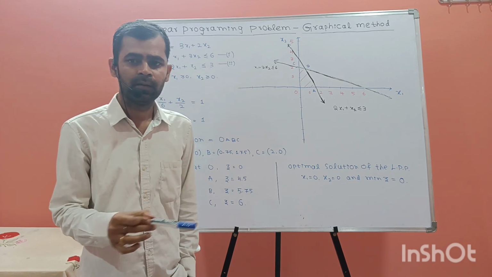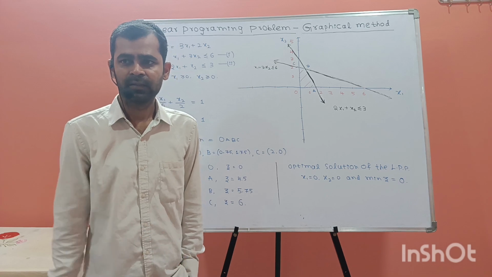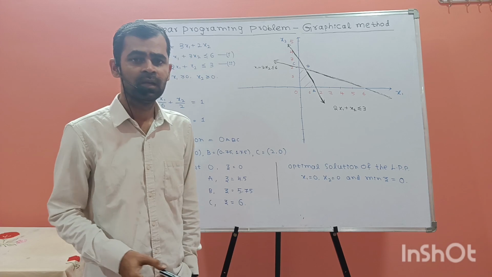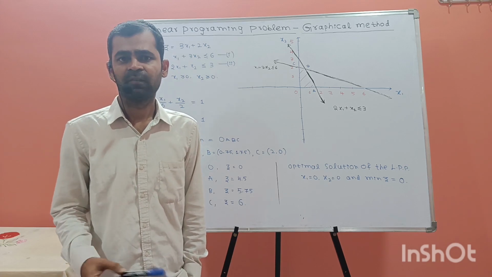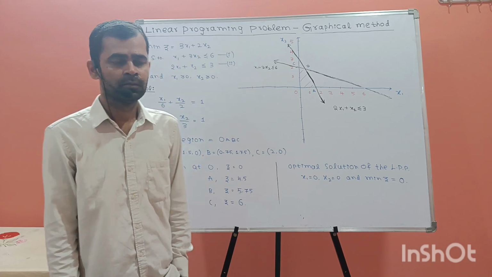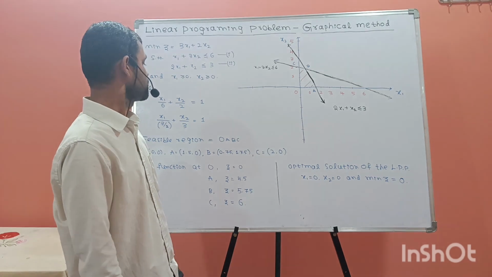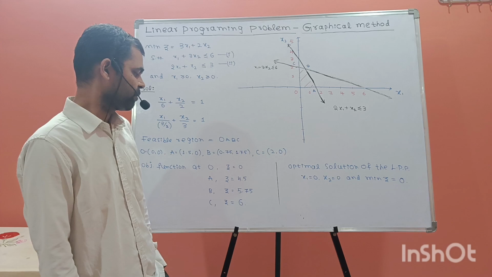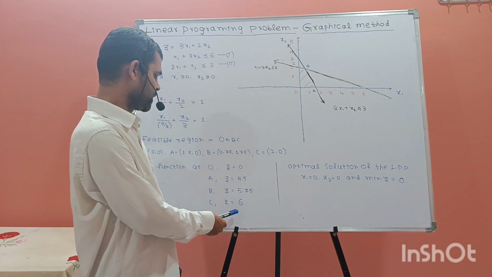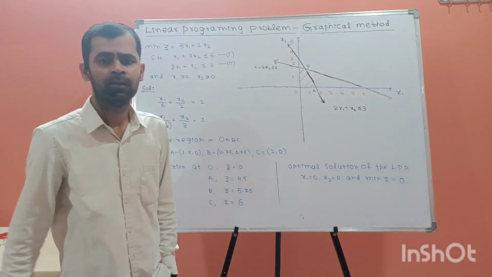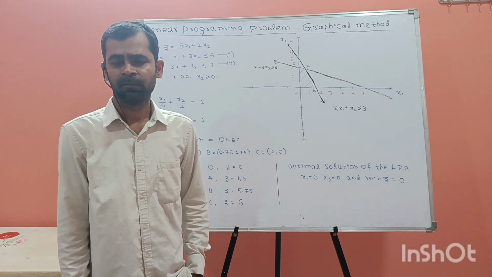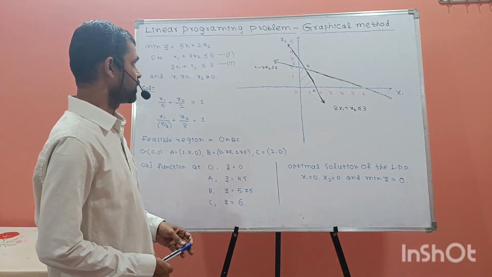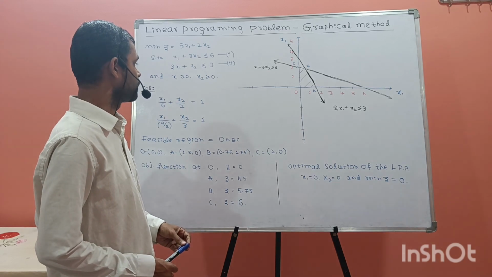If it is at the origin, we'll get the solution 0. If it is other than the origin, we may get another value for minimization. If the objective function is maximization, whatever the maximum value of Z is, that we will consider. So it depends on the problem. So this is a brief about the graphical solution or graphical method in linear programming problem.